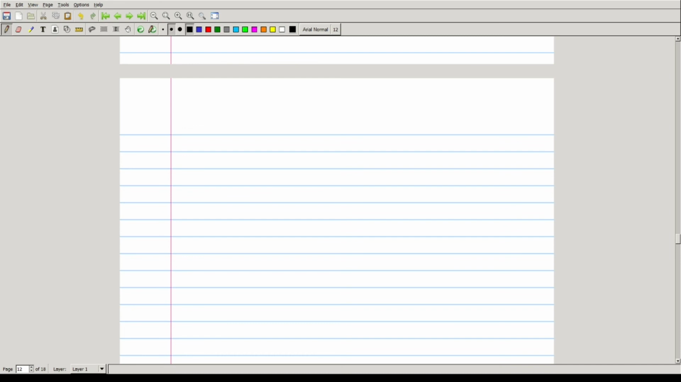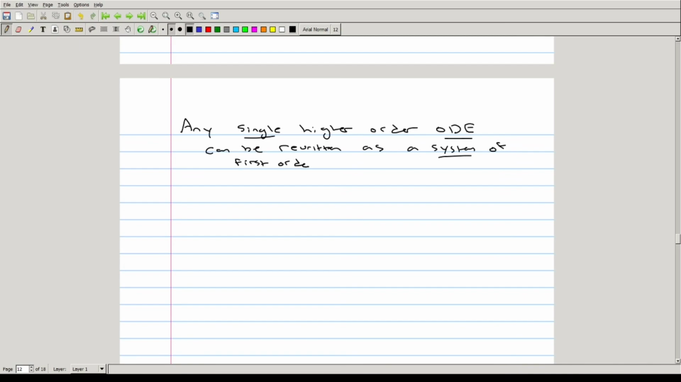So any single higher order ordinary differential equation can be rewritten as a system of first order ODEs, sometimes called the equivalent system.